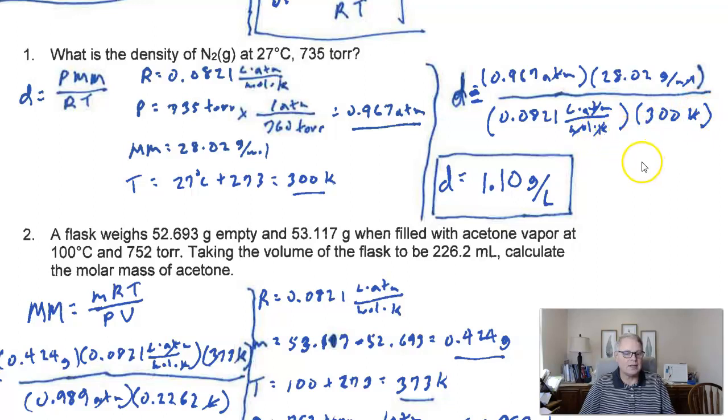What are the only units I have left here? Well, I've got grams on top. I've got liters on the bottom, so what's going to be the units of my density? Grams per liter. All right, so 0.967 times 28.02, divided by 0.0821, divided again by 300, and you get roughly 1.10 grams per liter. And that would be the density of the nitrogen, which is, to a very first approximation, the density of the air around you.